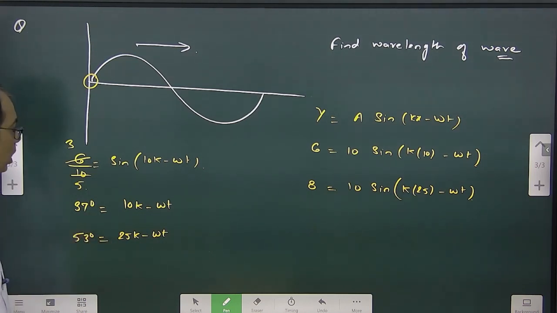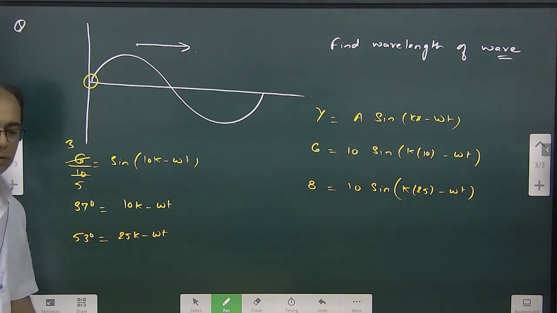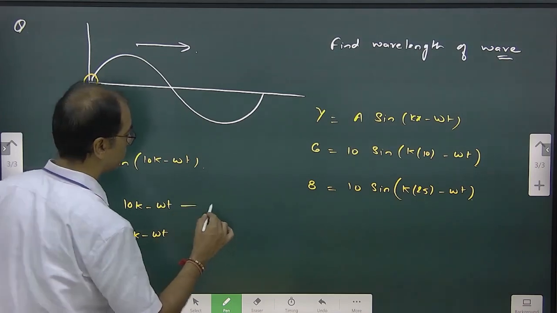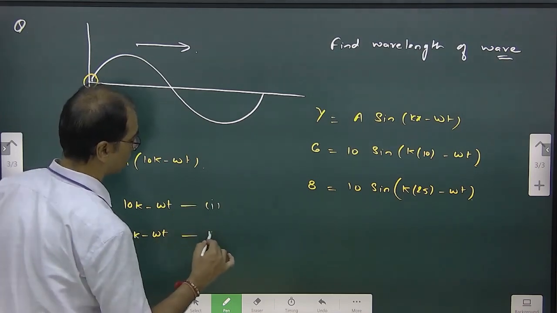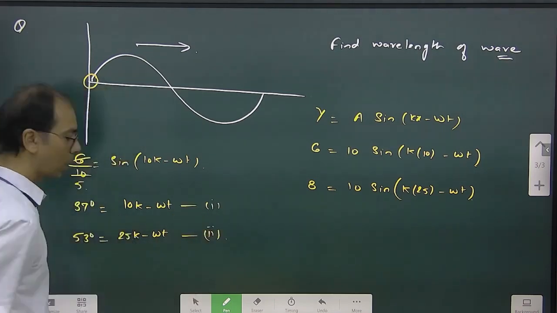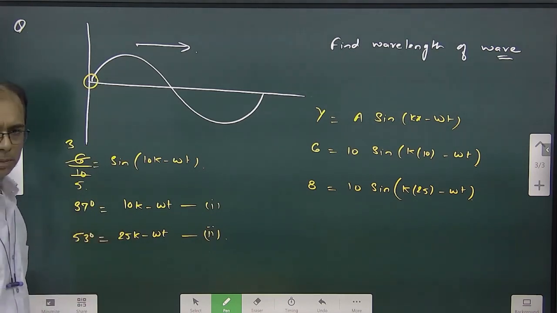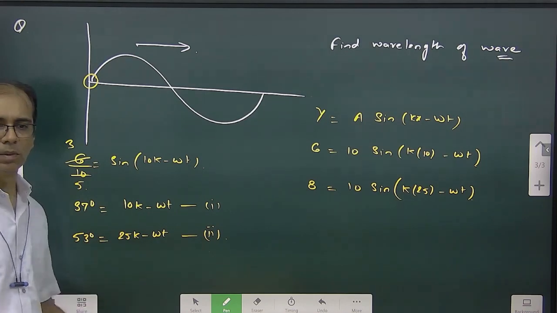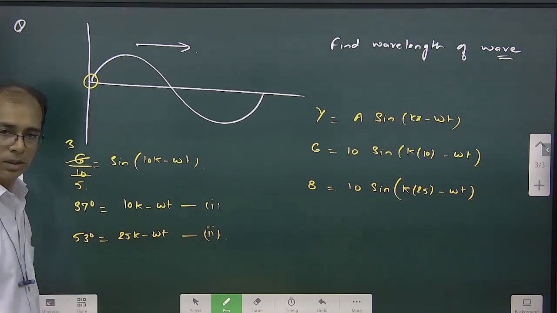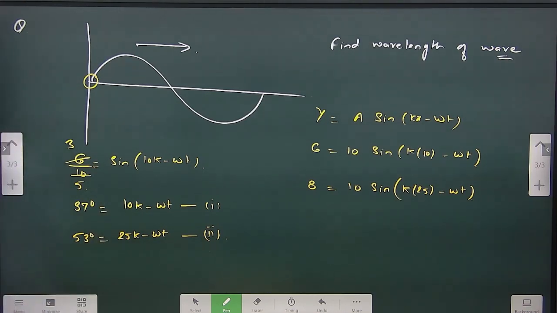Now how we can get the lambda value? From here. Okay. This is our first equation. This is second equation. So first degrees we will convert into radian. Okay. First degrees we will convert into radian and then we will solve it. So first note this one. Note.